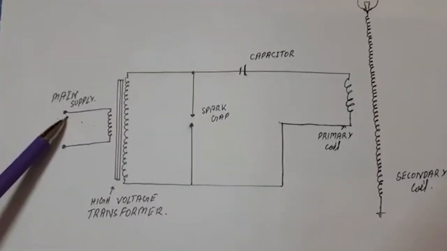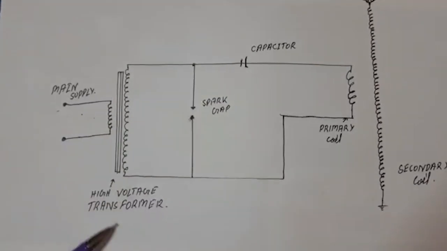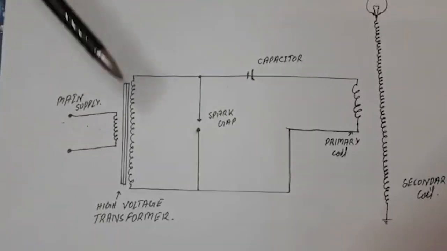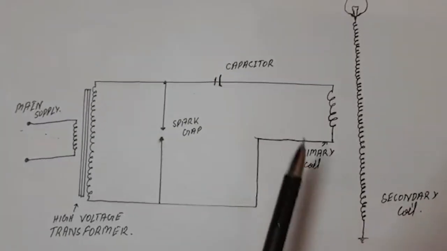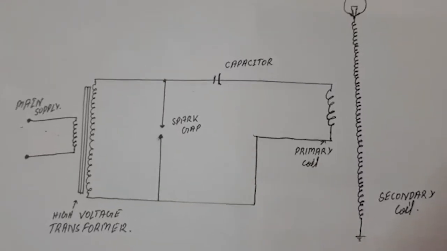So we have our main supply. It goes to a step-up transformer, which is also called a high voltage transformer. Then it goes to a high voltage capacitor. We have a spark gap here. Right here we have a primary coil and a secondary coil, the most important part of a Tesla coil.